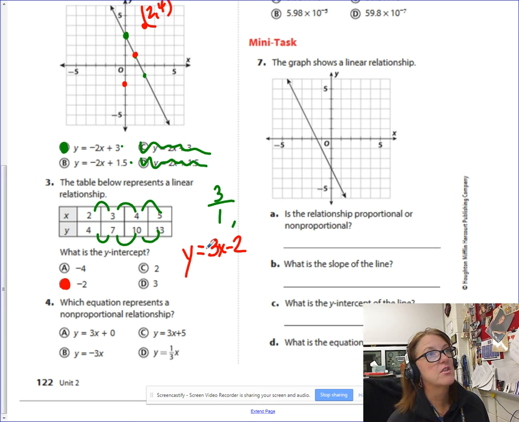You can check them. See if they work. Plug in a 2. Do you get 4? Plug in 3. 9 minus 2 is 7. Plug in 4. 12 minus 2 is 10. There you go. All right.